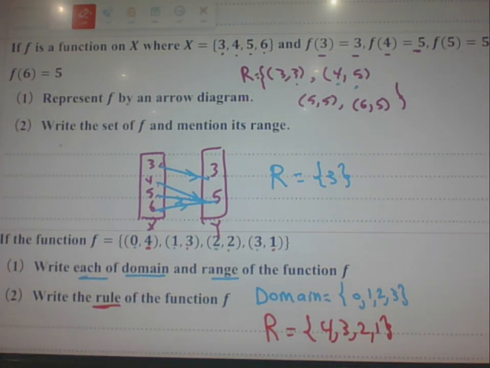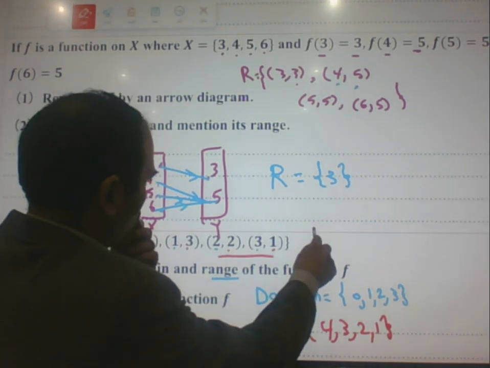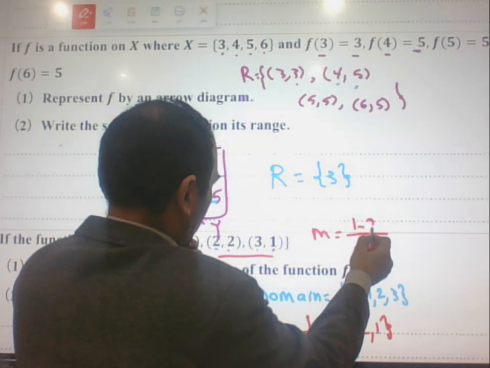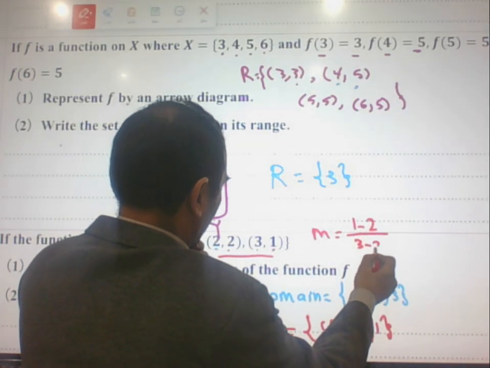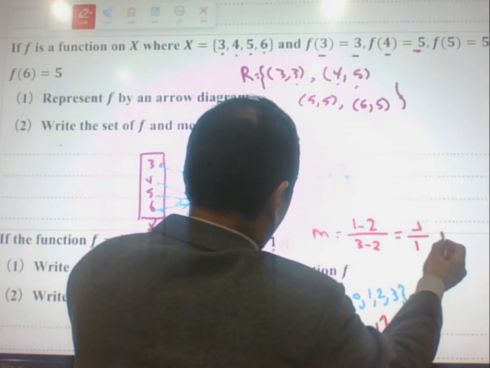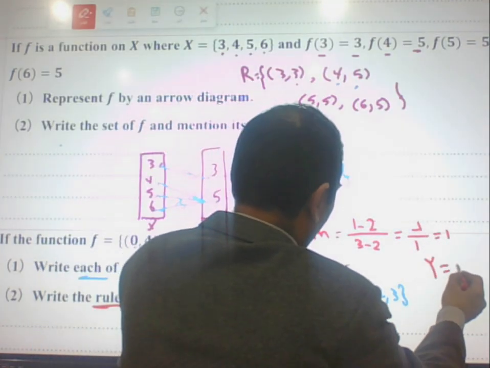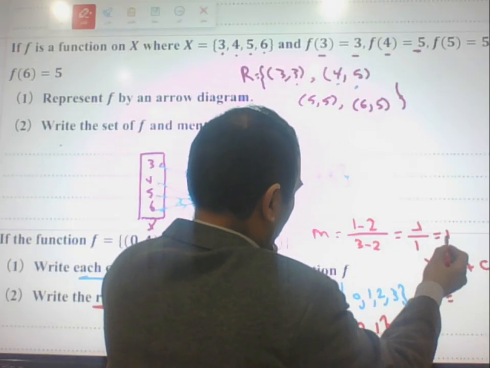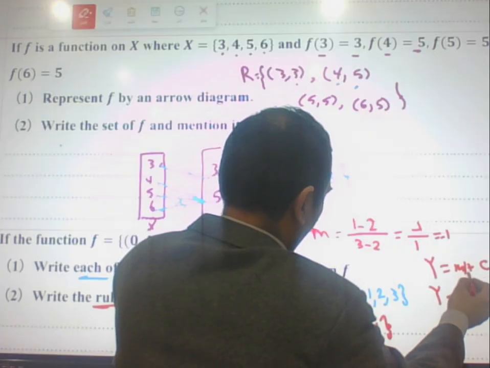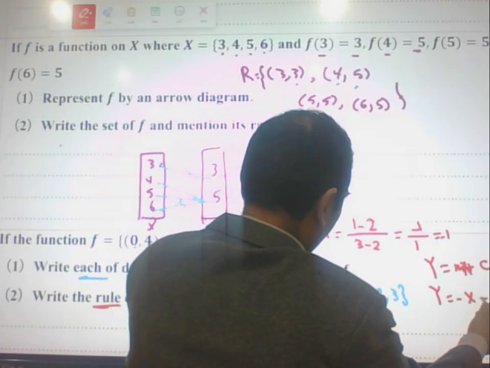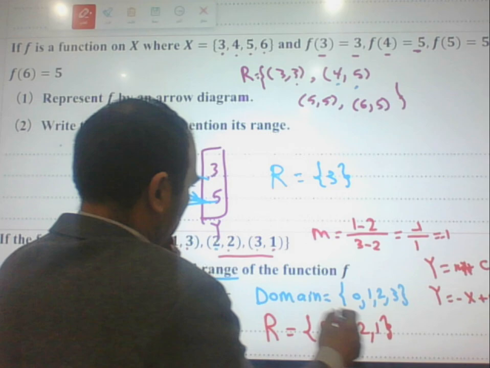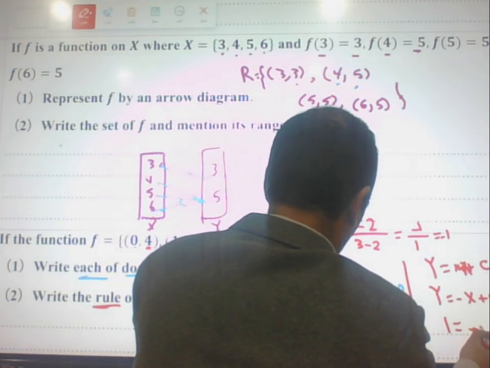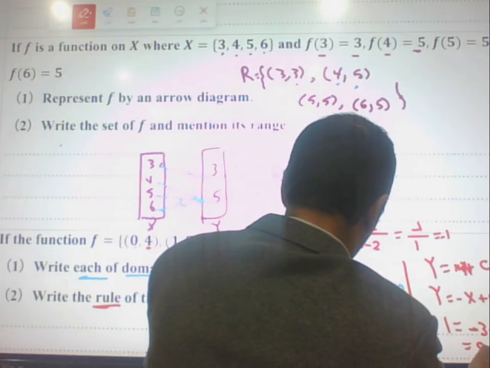Okay, my students, you can find the function by choosing any two points and finding the slope. The slope equals 1 minus 2 over 3 minus 2. 1 minus 2 is negative 1 over 1. Then the slope will be negative 1. We have the equation y equals mx plus constant. Then the slope will be negative 1. Negative 1 times x will be negative x plus constant. Put any point like this, (3, 1), right here, where 1 equals negative 3 plus constant. Then the constant here will be 4.